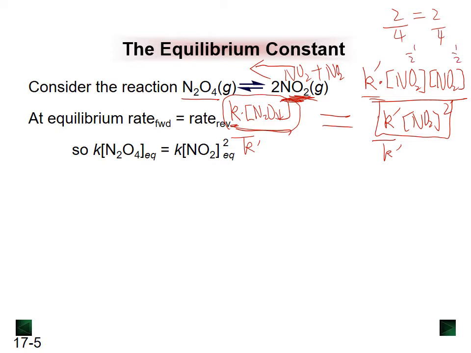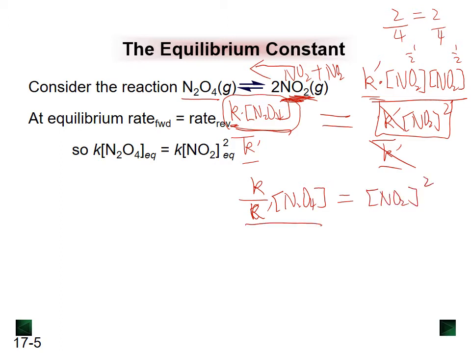So if you have an equation, and if you divide both sides by a certain number, it shouldn't change the equality. So in this case, if you divide by K prime, the equation still holds. But in this case, the right side cancels out. So now you have K divided by K prime times N2O4 equals NO2 squared. Now, if you divide by N2O4 on both sides, the equation still holds.